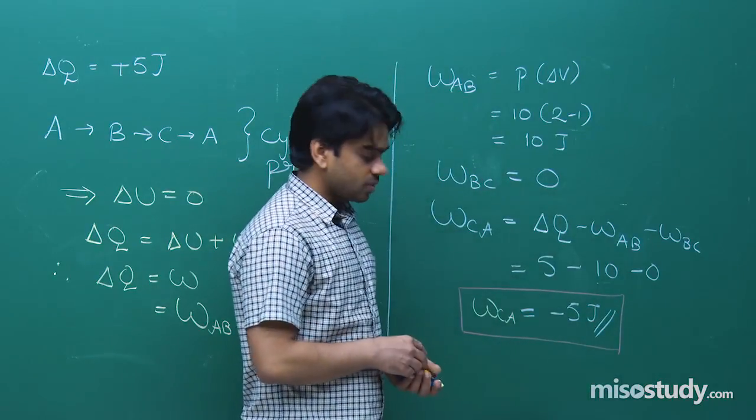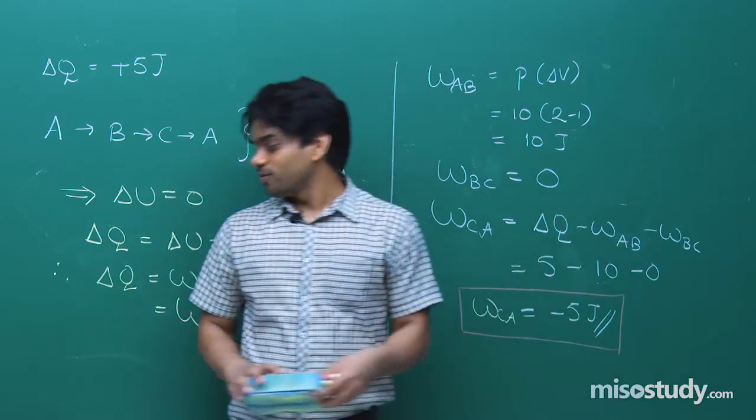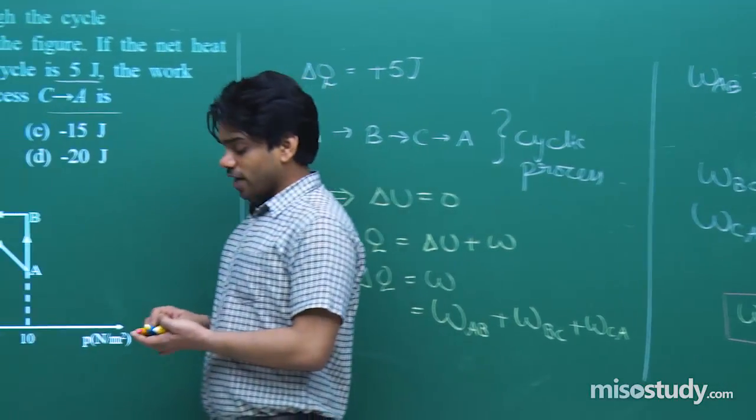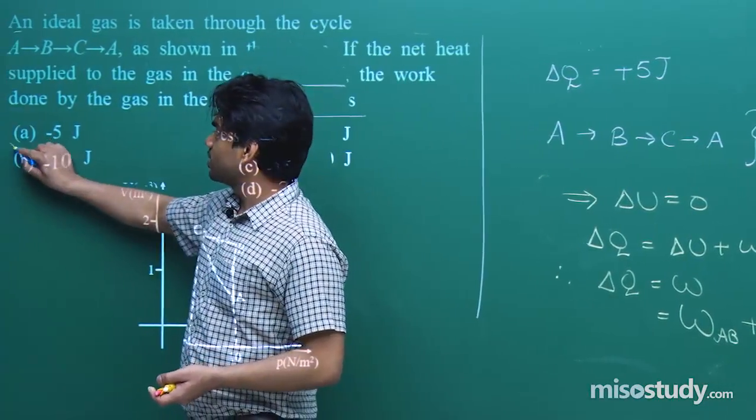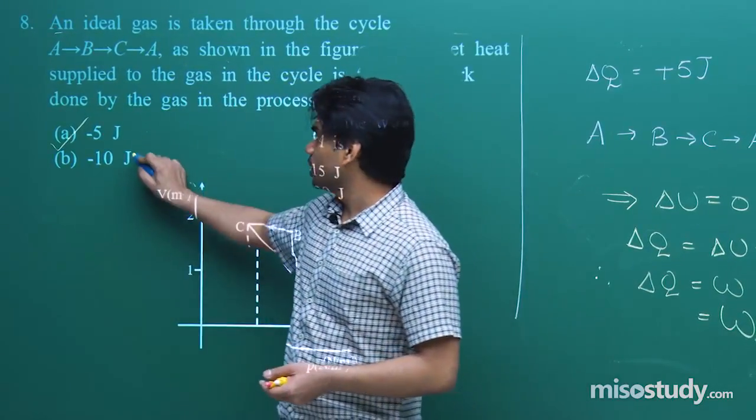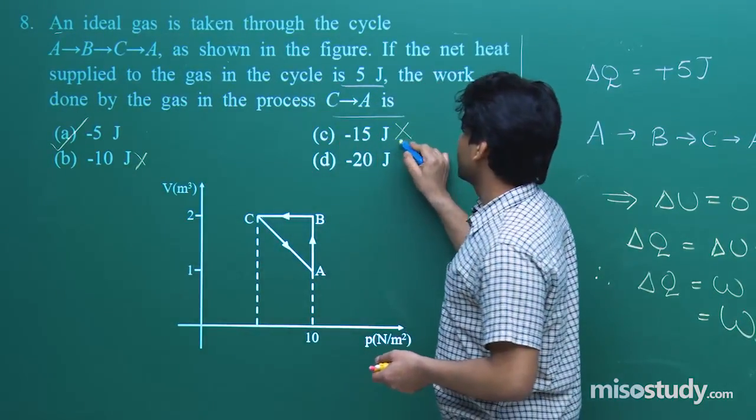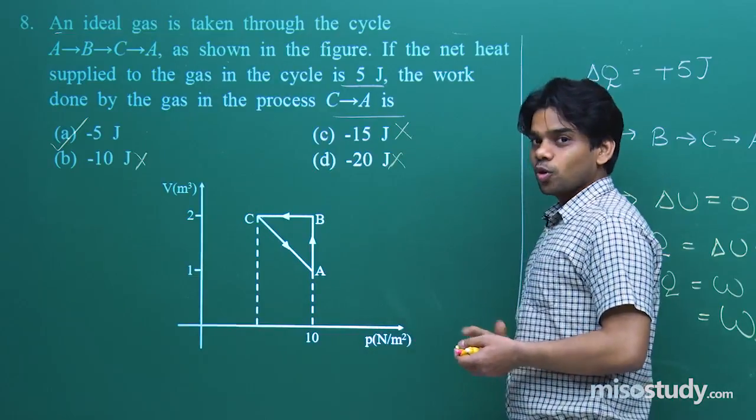So we obtained this. Quite simple and clear to us. I believe that you have understood this. Minus 5 joules, so let me mark this as the right answer. Minus 10 joule incorrect. Minus 15 joule incorrect. Minus 20 joule incorrect. Hope that you have got it.